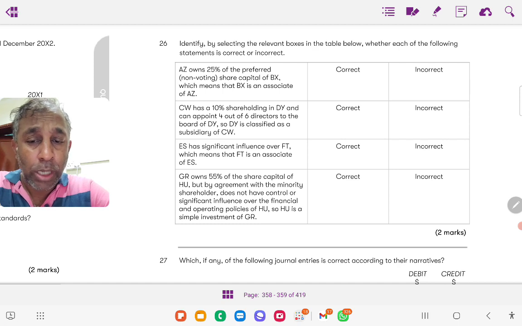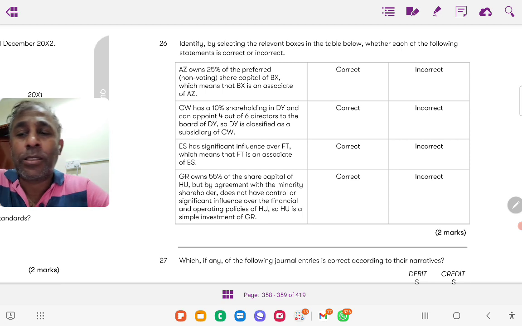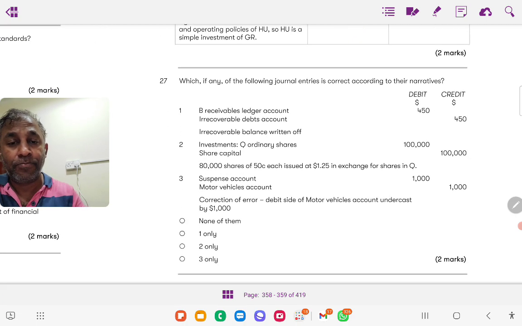And the last one, GR owns 55% of share capital of HU, but by agreement with the minority shareholder does not have control or significant influence over the financial and operating policy of HU. So HU is a simple investment of GR. Obviously that answer is also correct. So the first answer is incorrect, the second, third and fourth are correct.